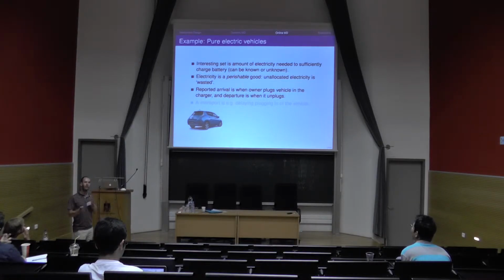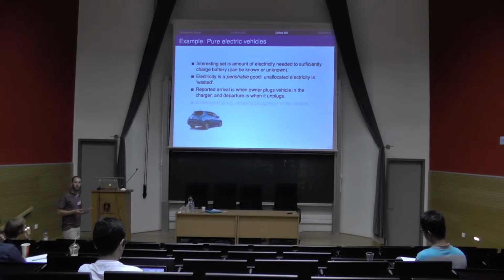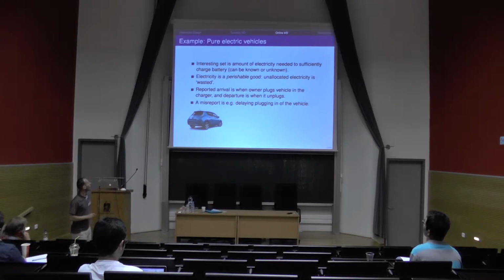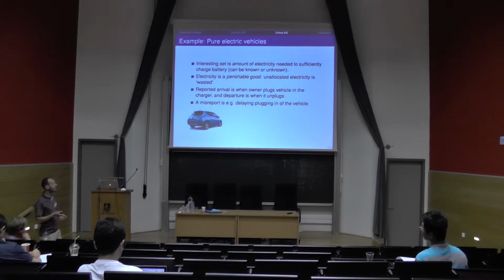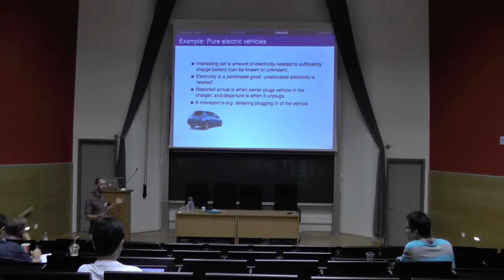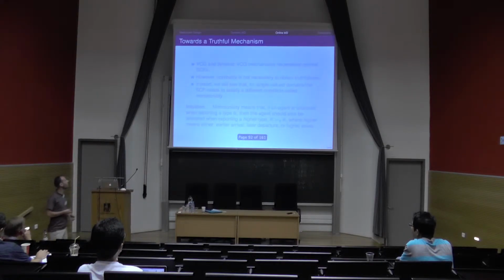So if it's to your advantage to misreport, for example to arrive a bit later, then the selfish, self-interested agents will do so. Okay. So a misreport is, for example, delaying plugging in of the vehicle. You arrive at home, and you decide, if I plug it in now, it's going to be too expensive, for example. I'm not going to plug it in. I'm going to wait a bit longer. That's a misreport. Okay. So we want to design a mechanism that truthfully elicits the true arrival and departure time, and the mechanism decides who gets what at what time.